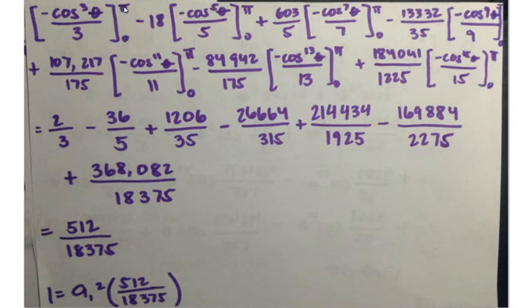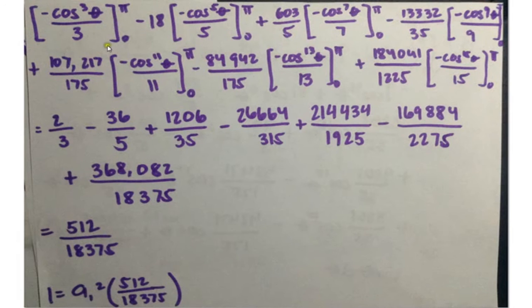It's the higher value minus the lower value. So negative cosine cubed pi over 3 minus negative cosine cubed 0 over 3. Since we're reading these as angles from the polar coordinate system, cosine pi is equal to negative 1, and cosine 0 is equal to positive 1. So we will get 1/3, since negative cosine cubed pi is negative 1 multiplied by negative 1, we get 1, so 1 over 3.